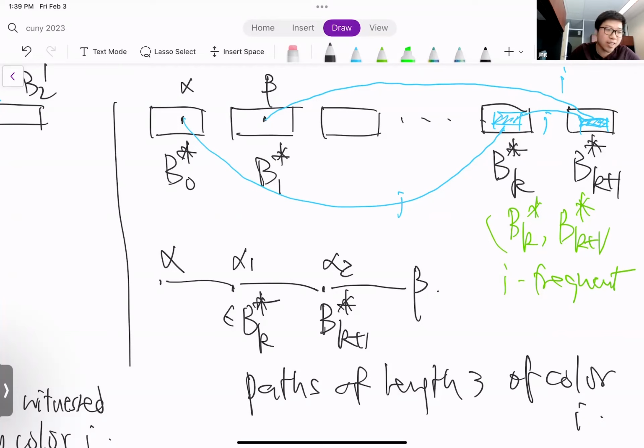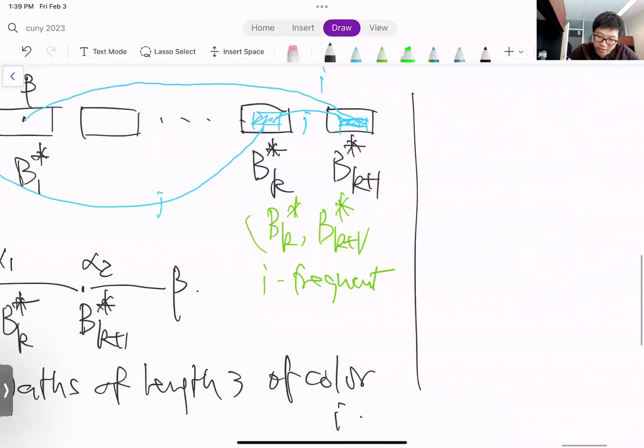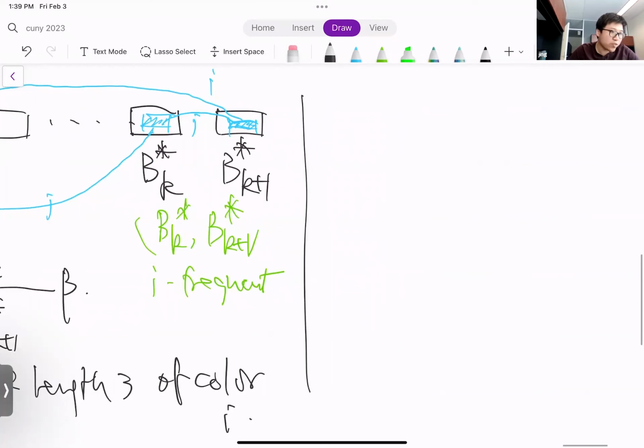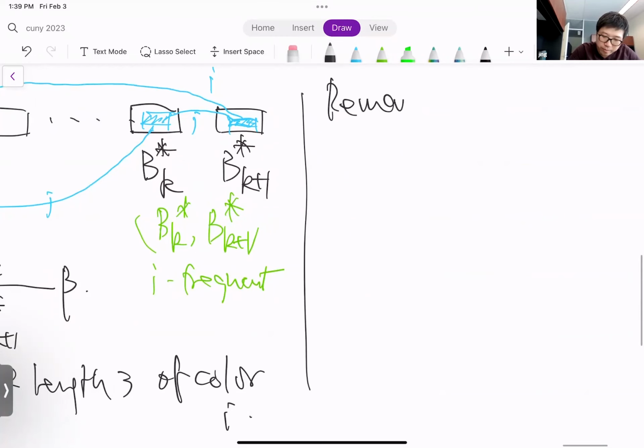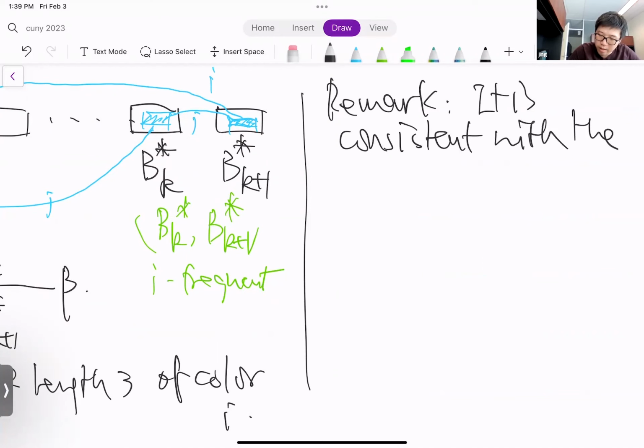If nobody's going to ask, I would just ask: why don't we do something as in the finitely many color case? So basically, why don't we just reach beta in 2 steps? Alpha goes somewhere in the future of color I and then comes back to beta. We can't do that. Let me just write a remark here. It is consistent with the ideal hypothesis.